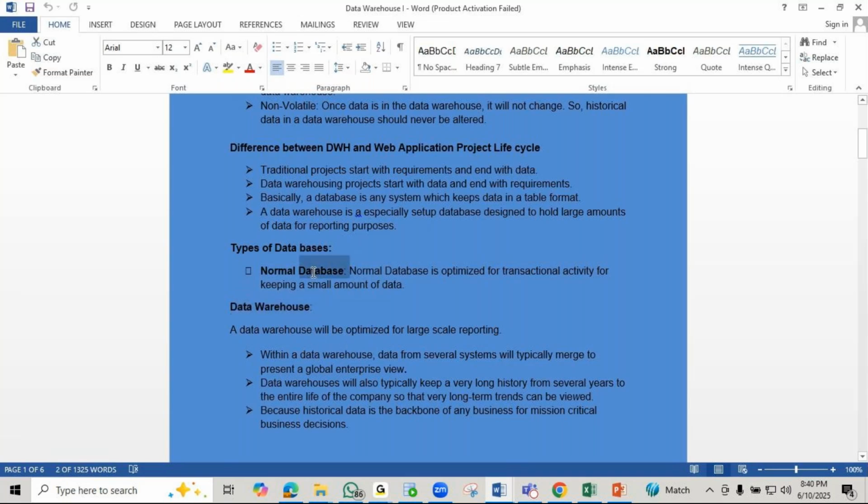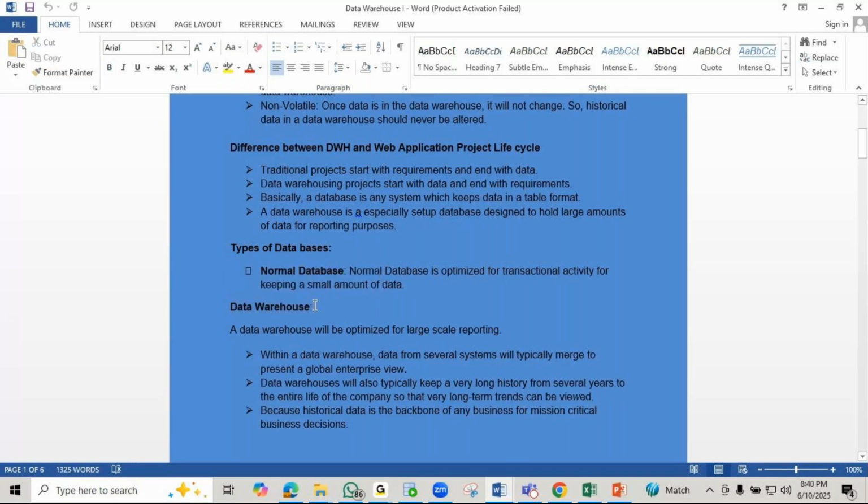So the storage size of the normal database is small. Small means technically it will maintain data from MB to GB size. What about the data warehouse? Guys, the data warehouse will maintain GB to TB size of data. Okay, so that is the thing. Now, anyone, any question? What is a normal database? What is a data warehouse? Whose storage will be higher?